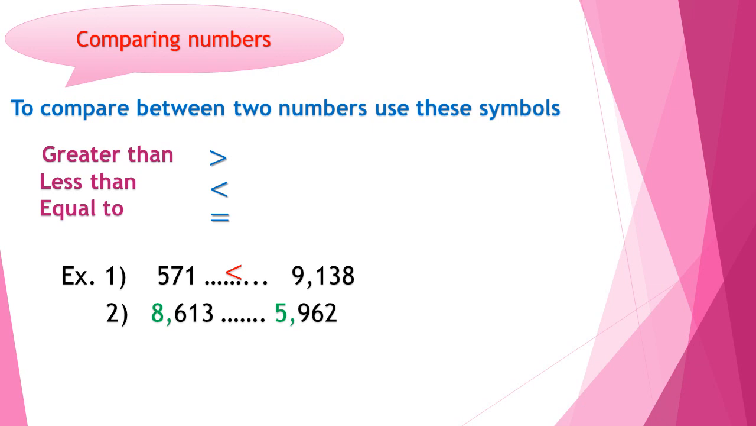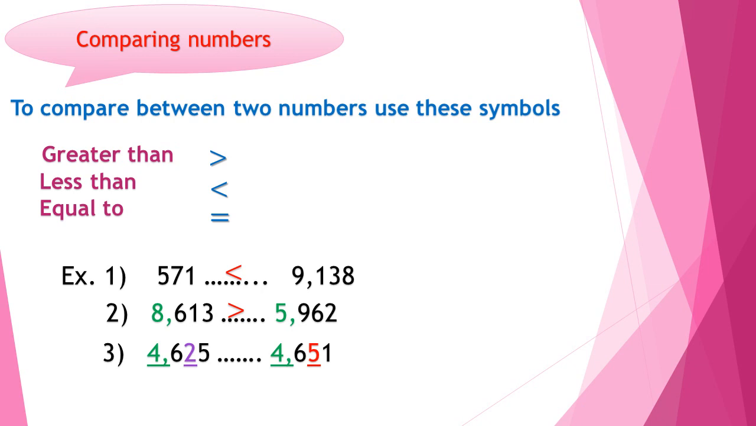Number 2, 8,613 and 5,962. We have here 4 digits and here we have 4 digits. Then look at the number in the thousand place. We have here 8 in thousand and here 5 in thousand. So 8 is greater than 5. Then 8,613 is greater than 5,962.